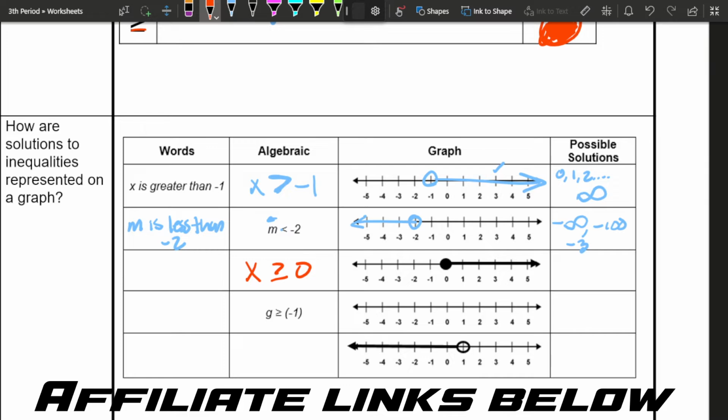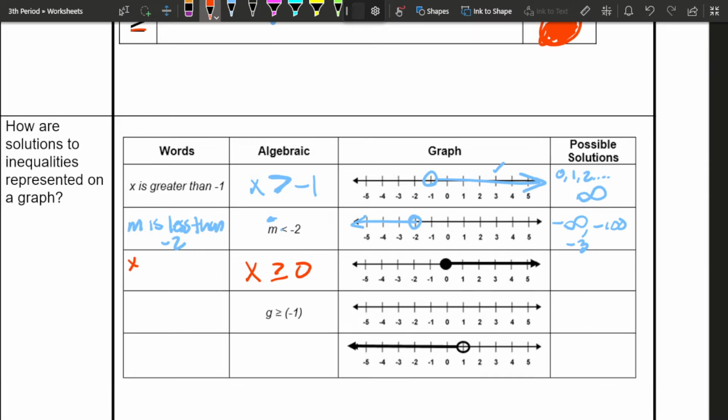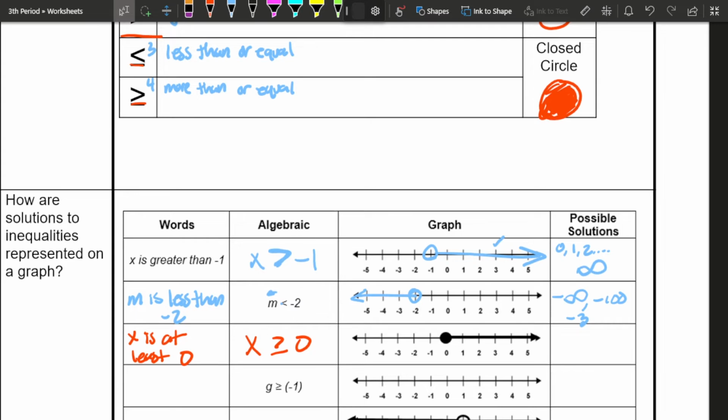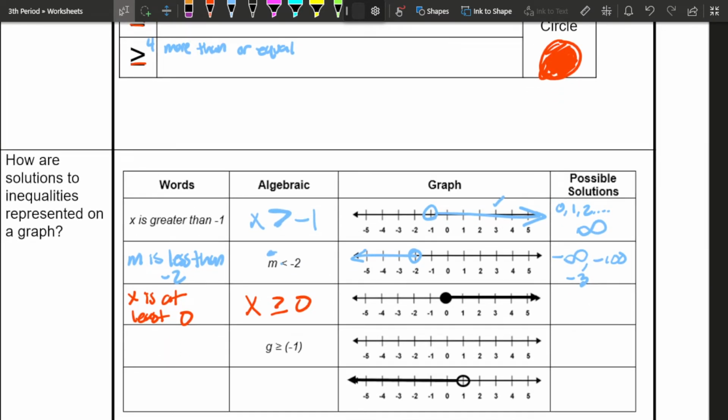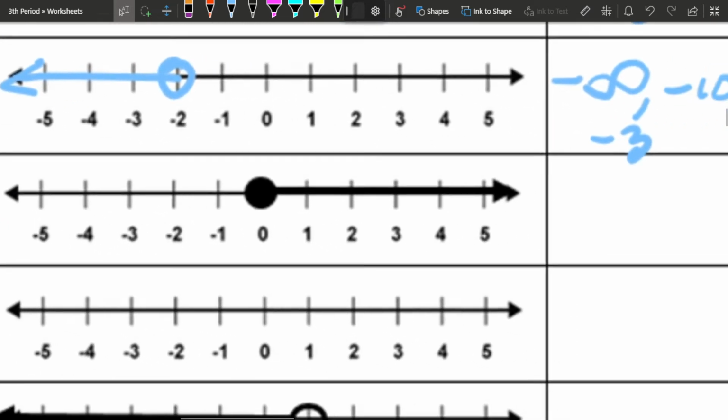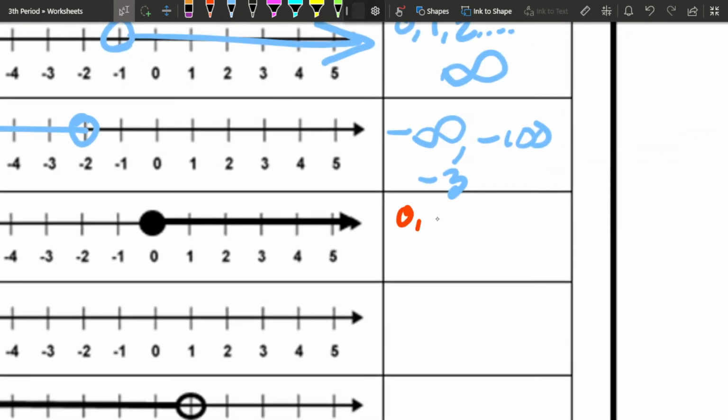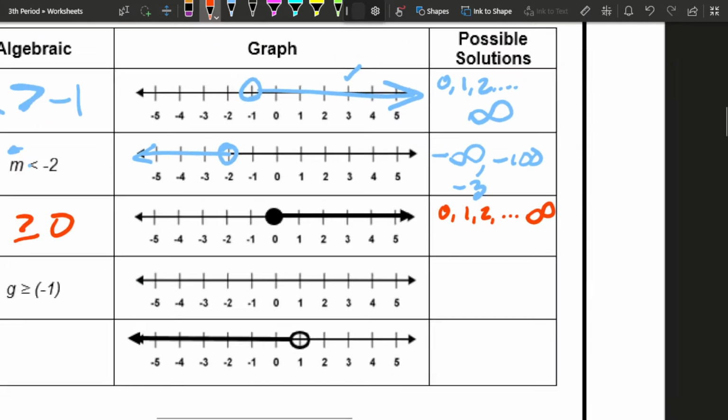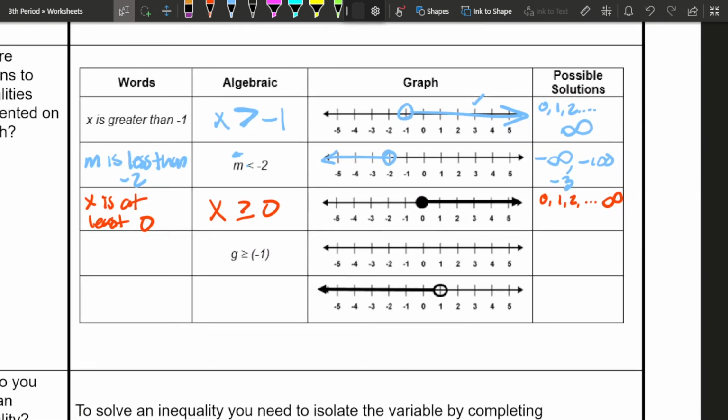So when I write the words for this, I can just say x is at least 0. At least is another keyword for greater than or more than or equal. Okay? So possible solutions, is 0 included? Yes. So 0 is one of them. Then 1, 2, all the way to positive infinity. Any of those solutions will satisfy. So far, so good? Any questions so far? Anybody? Pretty easy, pretty simple stuff?